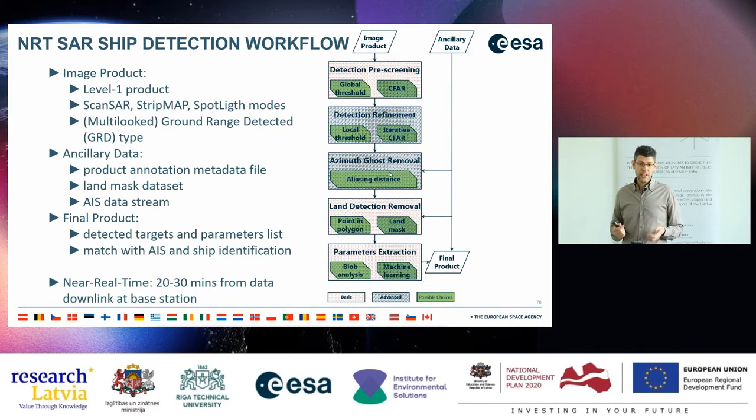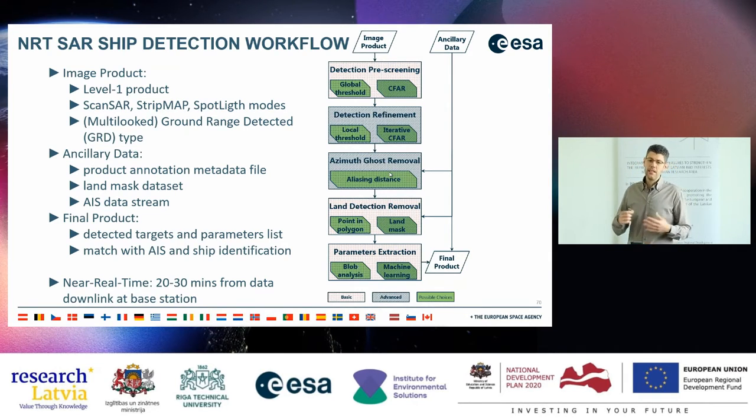As image products, you have different modes: ScanSAR, stripmap, spotlight, and usually you use the so-called Ground Range Detected product. If you go to the Hub and you want to download some Sentinel image, it asks you which product level you want, and you usually have the acronyms SLC or GRD. GRD means that you get a product that is detected. Detected in this case means that you get only the amplitude without the phase of the SAR image, right? I'll show you some example of ship detection using also the phase later on.